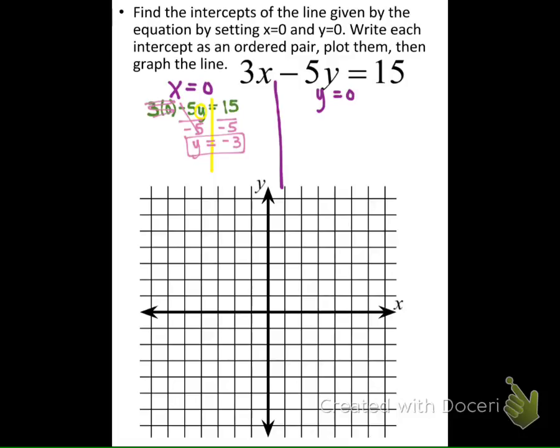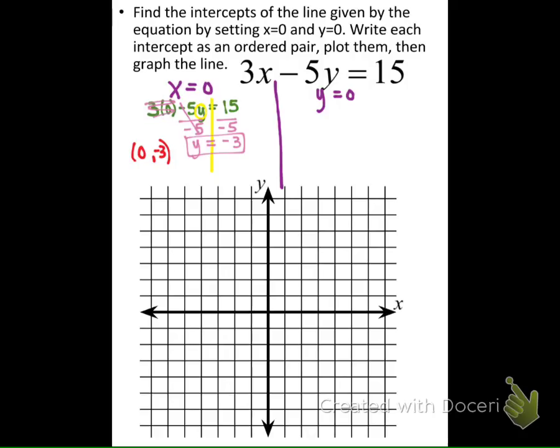Now I write my ordered pair. Remember, an ordered pair is made up of x and y. X comes first. So what did I say my x value is going to be? So my x value is 0. Then what's my y value? Negative 3.